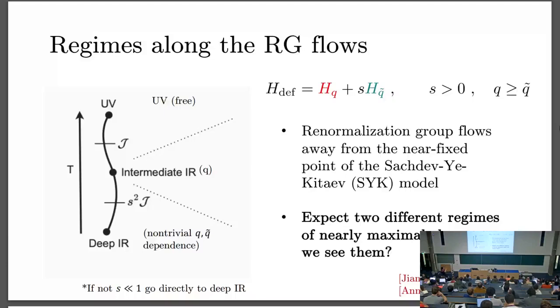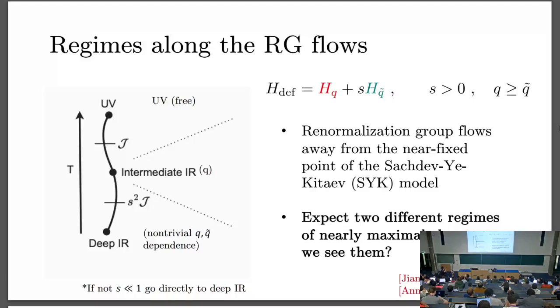When I'm in some intermediate range of temperatures between J and S squared J, where S is the parameter that controls the relative strength of these two Hamiltonians, I expect to see a behavior that doesn't know about the relevant deformation, so it only depends on the original SYK Hamiltonian. And if I go very deep in the infrared, at very, very low temperatures, I expect a behavior that will depend both on the original Hamiltonian and the relevant deformation.